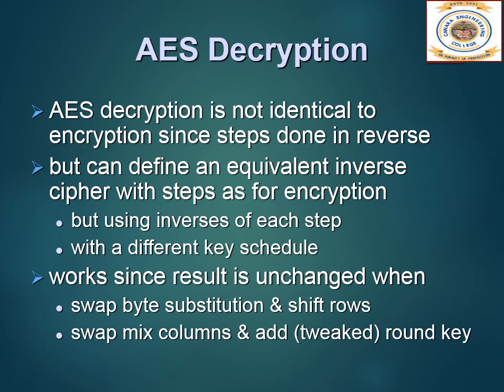Now we have seen the encryption round. It has the structure substitute bytes, shift rows, mix columns and add round key. The standard decryption round has the structure inverse shift rows, inverse substitute bytes, add round key and inverse mix column. Thus, the first two stages of the decryption round need to be interchanged and the second two stages of the decryption round need to be interchanged.